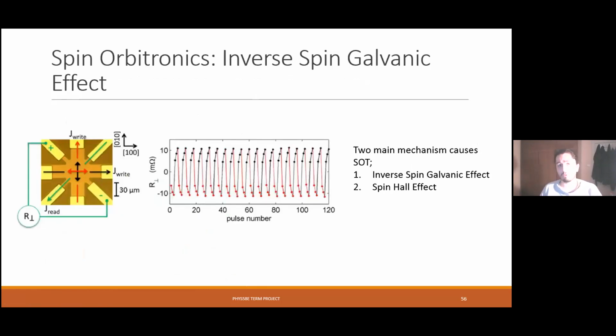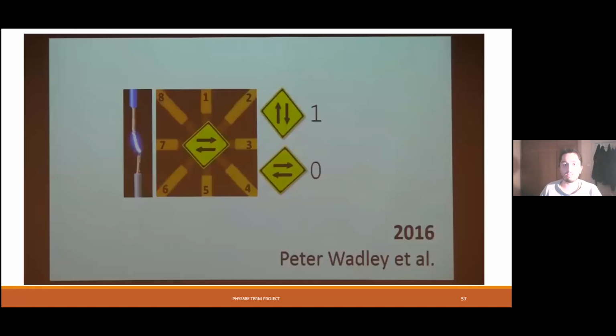And this is quite an important one, the spin orbitronics inverse galvanic effect. In this study, current-induced switching was performed. And this one is important because it is an actual application produced. And I want to show a little video about this.